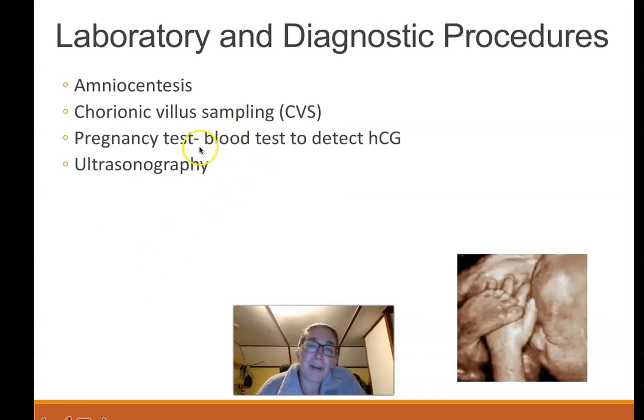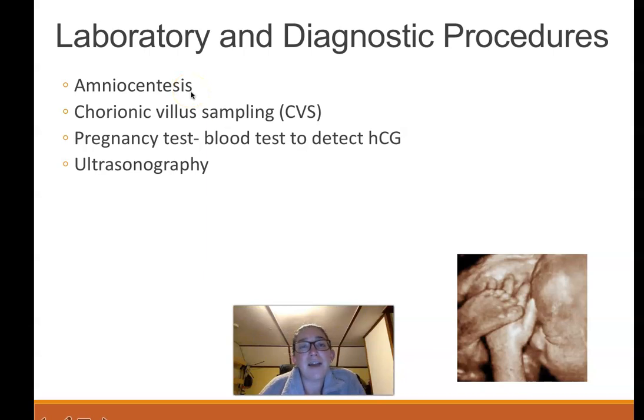Some different laboratory and diagnostic procedures. Amniocentesis and chorionic villus sampling are becoming tests of the past. I don't actually know anyone. I don't think chorionic villus sampling exists anymore. Amniocentesis still does sometimes for certain conditions, for women who are maybe in their 40s and pregnant.